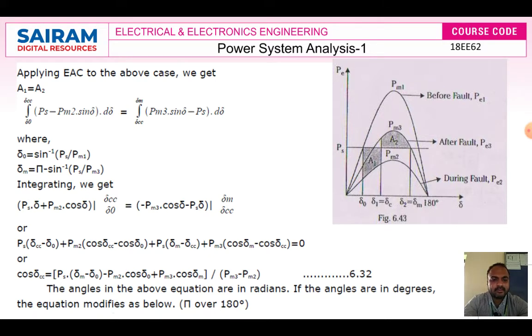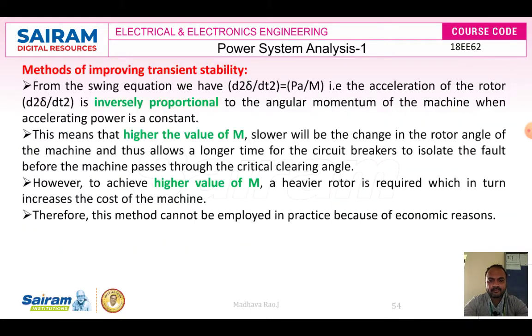These angles vary because of the faults, before the fault, during the fault and after the fault. These things we have already discussed in the previous video. Next we will discuss methods of improving transient stability.